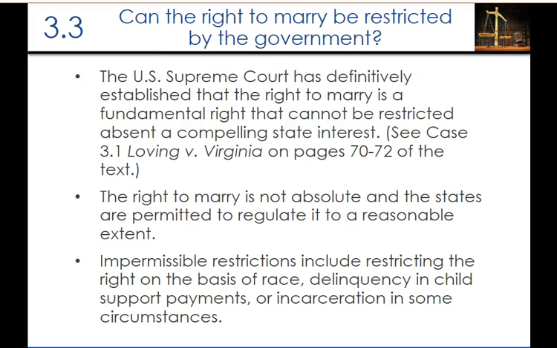The right to marry is not absolute, and the states are permitted to regulate it to a reasonable extent. Impermissible restrictions include restricting the right on the basis of race, delinquency in child support payments, or incarceration in some circumstances. Loving v. Virginia dealt with restriction on the basis of race, and that was struck down. But again, it wasn't until that case that parties of different races could marry in the state of Virginia. So it is recent vintage in the grand scheme of our constitutional law.